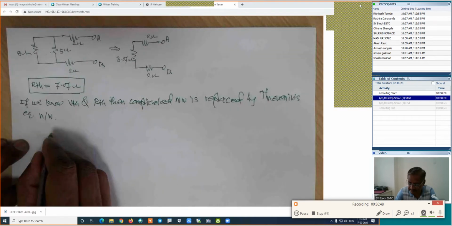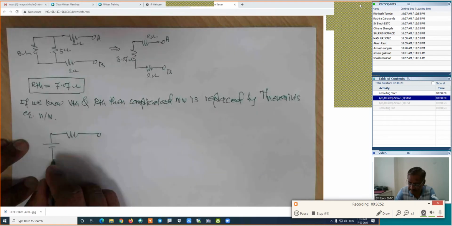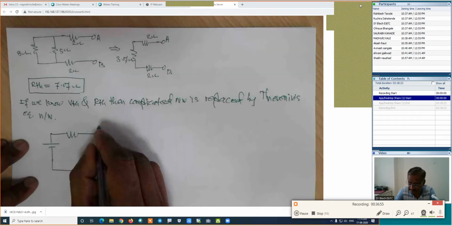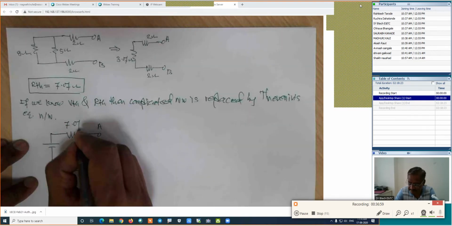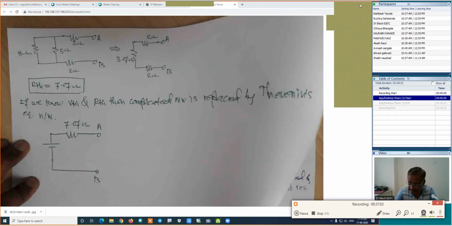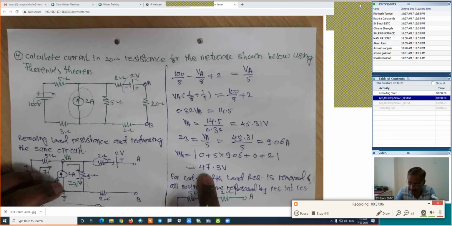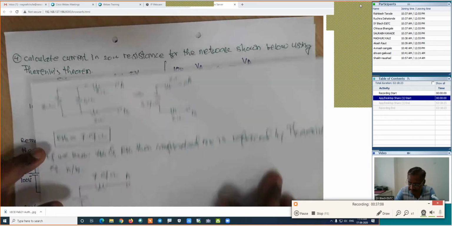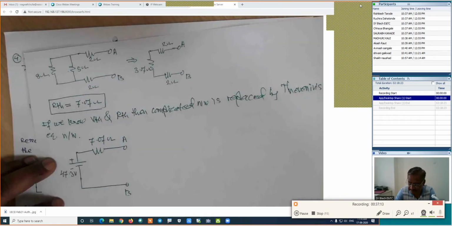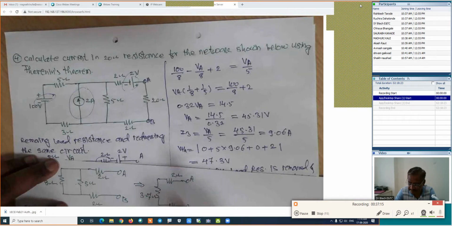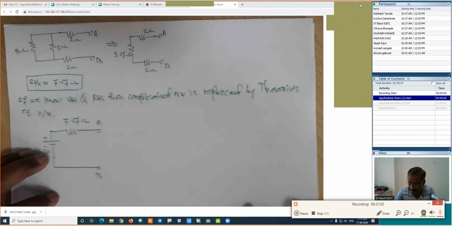How will be the Thevenin's equivalent network? This is the Thevenin's equivalent network. There is A point, this is B point. RTH is 7.07 ohm. How much is the VTH which we have calculated? We have calculated this VTH, which is 47.3, is it right? This value 47.3 volt is the VTH. How much is the load resistance? This is 20 ohm. Means load resistance is 20 ohm.